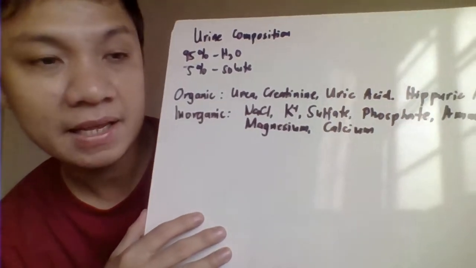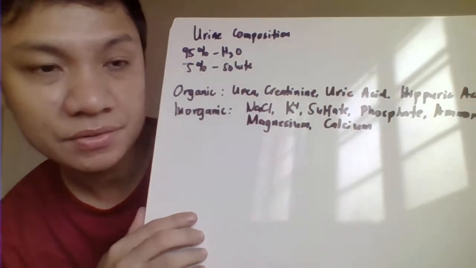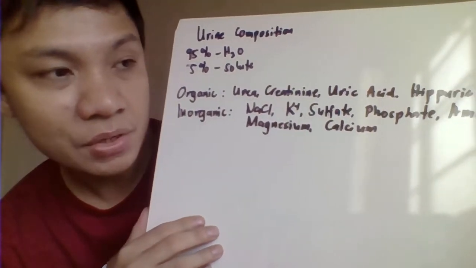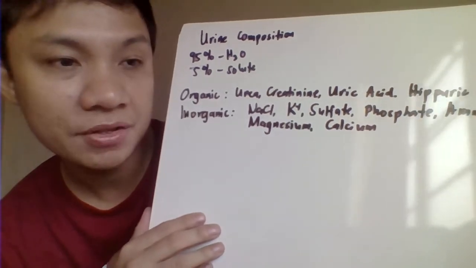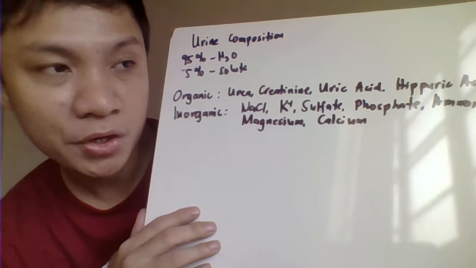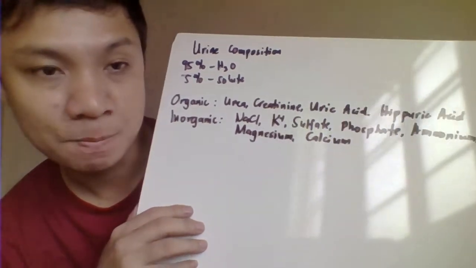For the inorganic, these are your salts, electrolytes, or ions. This includes sodium chloride, potassium, sulfate, phosphate, ammonium, magnesium, and calcium.